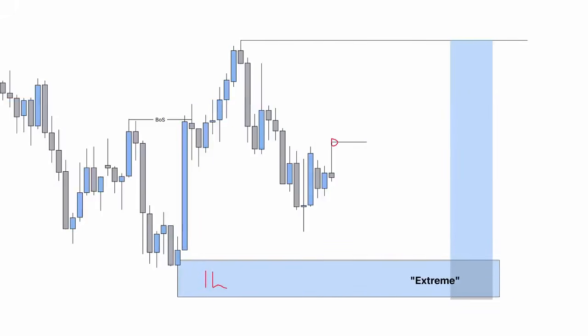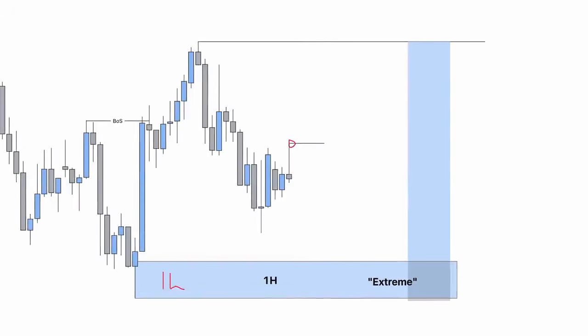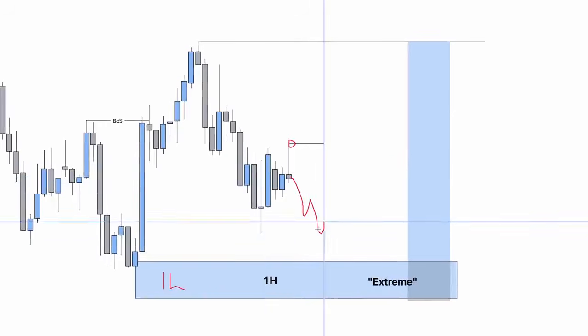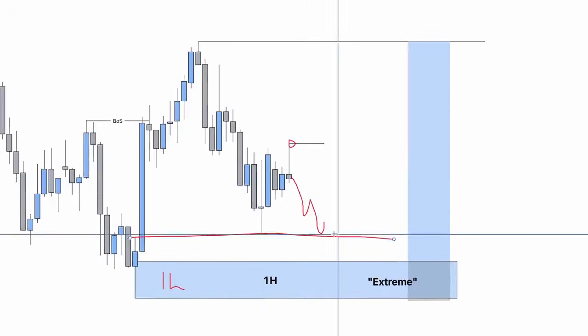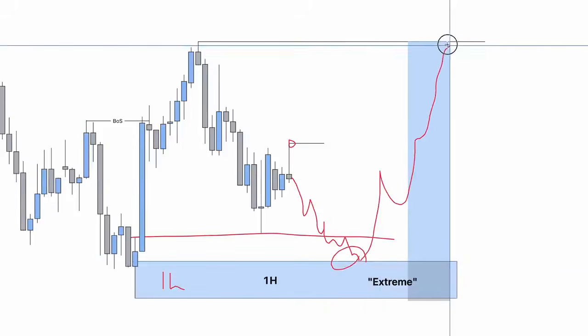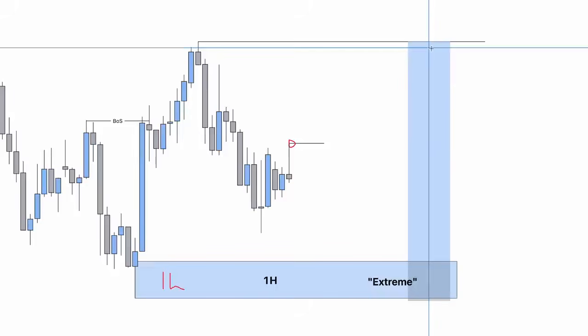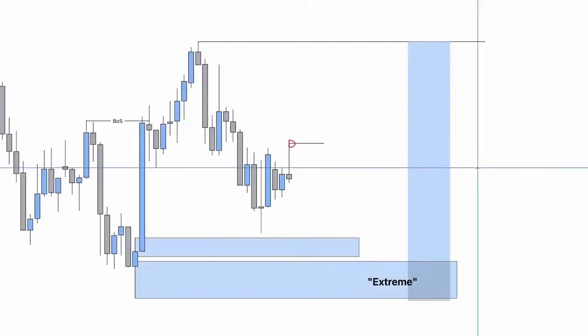That's pretty bad drawing, but you get the idea. So this is our 1-hour extreme zone. The idea here is then that we've actually managed to refine the trade down, and rather than getting in at this high, we're going to be getting in at the extreme, the refined area, which is going to give us the best risk reward for this trade, okay? Now let's see how this market runs out.